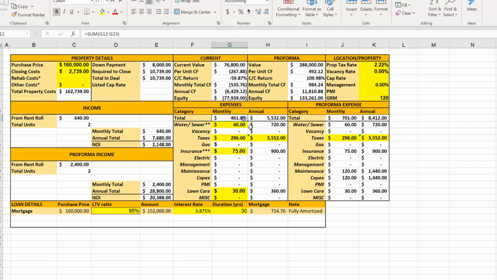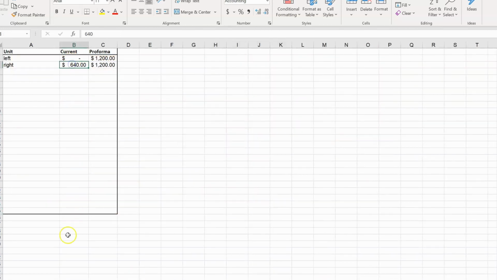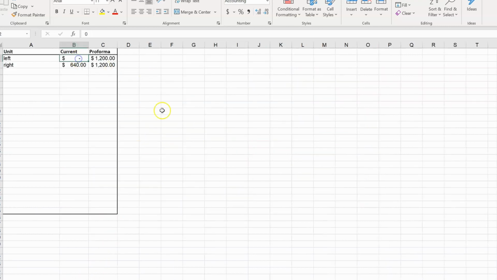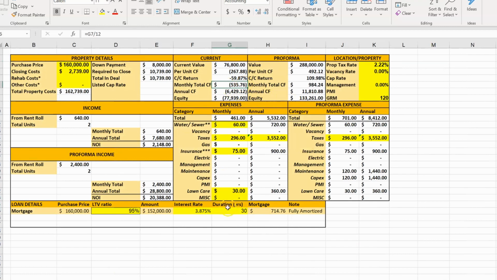So that gives us monthly expenses of $461 plus the principal and interest on the loan for a total of $1,175.76 a month. However, we do have that $640 coming in. So we can see right up here in my current calculations that the monthly total cash flow is negative $535 a month. So that's the number I need to be aware of when I'm doing my current cash flow calculation. If it's going to take me 6 months to renovate both sides, well, currently as I renovate the vacant unit right now, I'm losing $535 a month.